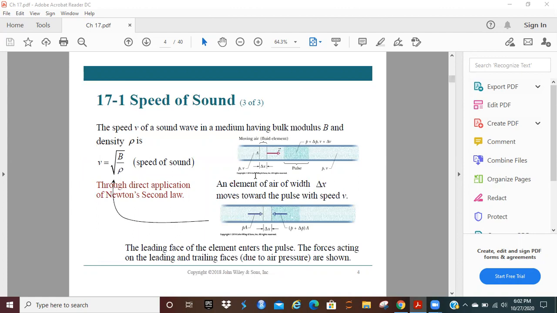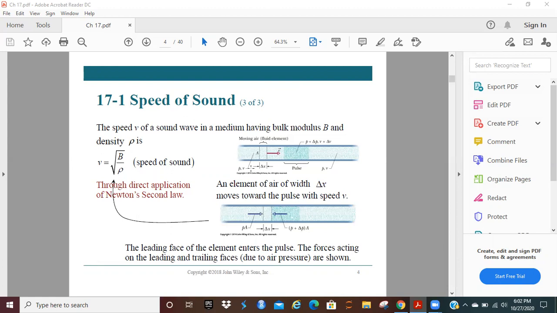So the speed of a sound wave in a medium having a bulk modulus B and density rho is going to be equal to the square root. The velocity is equal to the square root of the bulk modulus divided by the density. This is going to be the speed of sound.